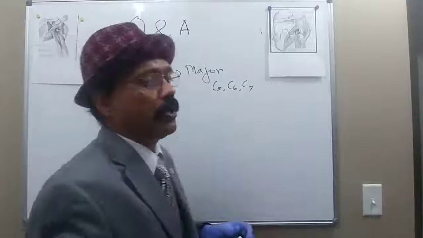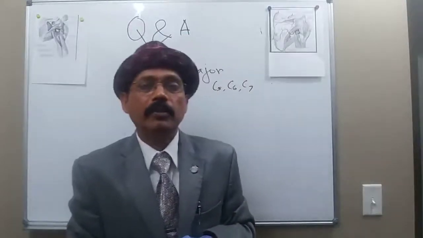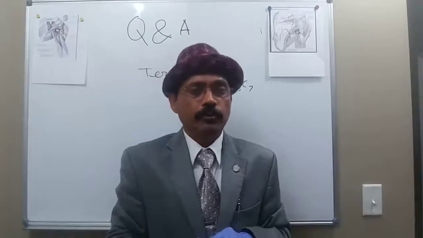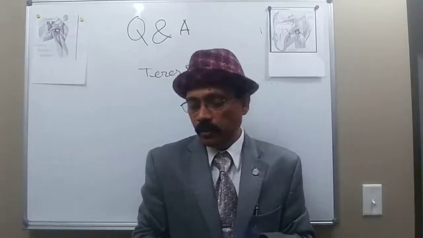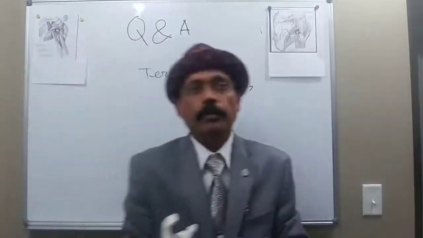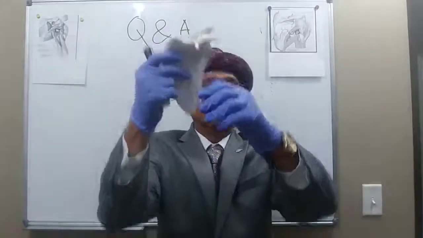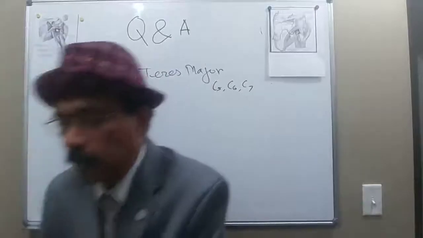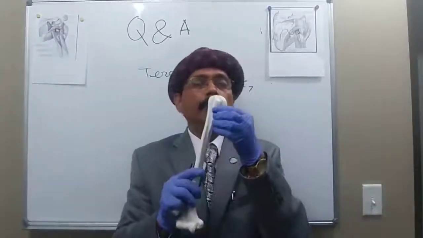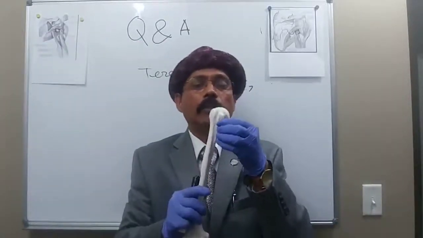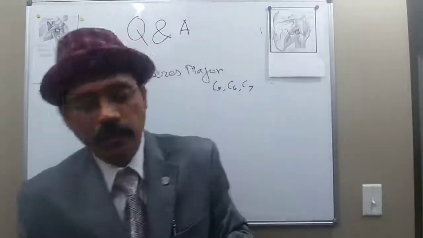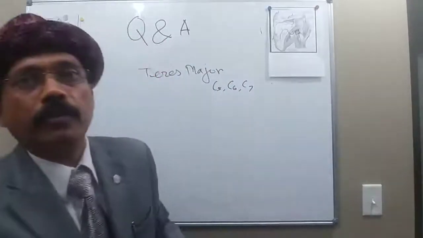Okay, teres major. What is its action? It is a medial rotator of the shoulder joint, where it inserts actually. The teres major muscle inserts to the medial lip of the intertubercular sulcus of the humerus. Okay, we got the teres major muscle.